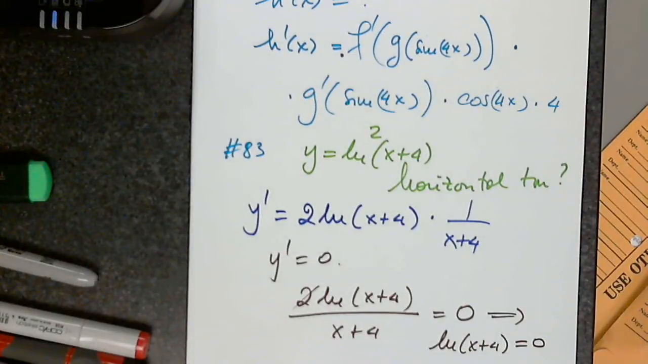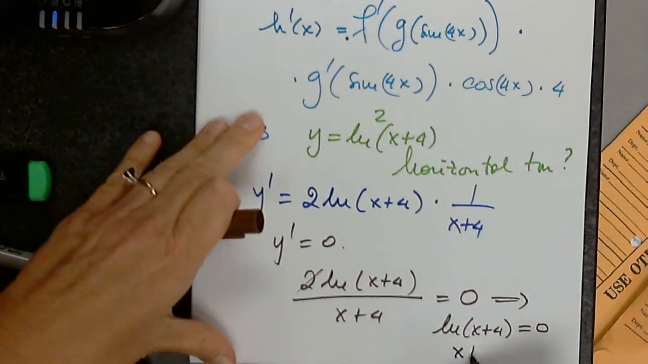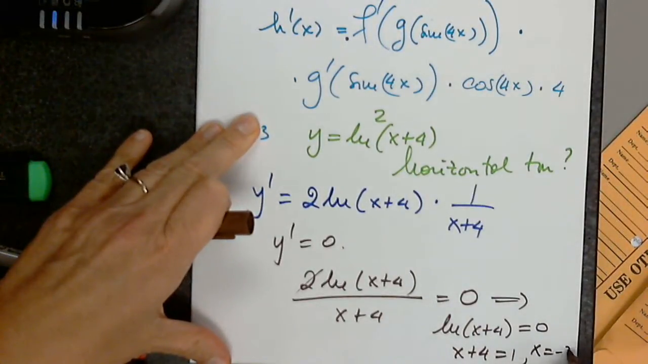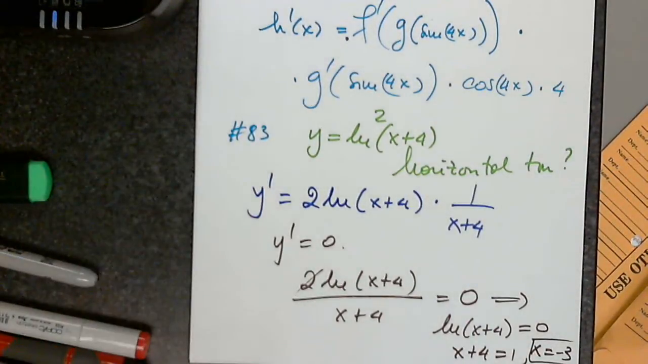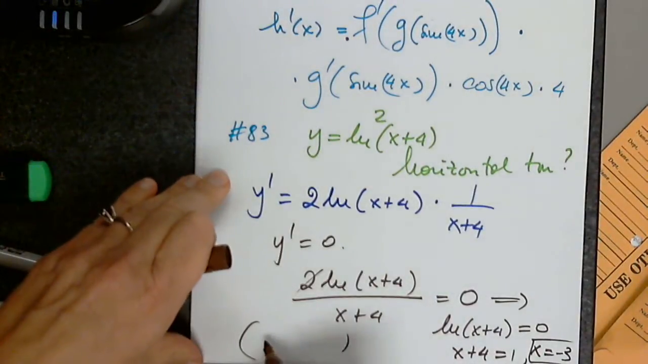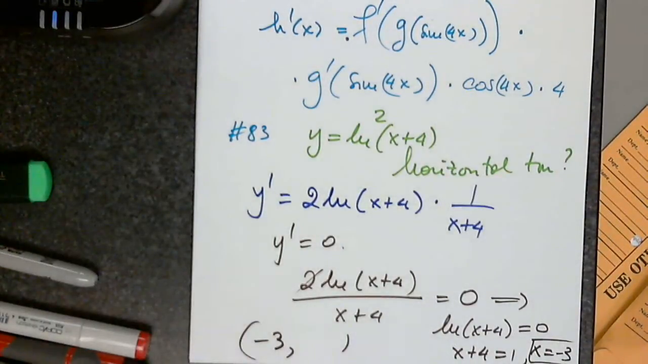Now I think in different terms. I'm asking myself now, natural log of what number is 0? 1. So x plus 4 must be 1. Therefore, x must be negative 3. So since I'm asked about the point, I found x. When x is negative 3 on the graph of this function, I know there is a horizontal tangent, but I'm asked to find the point.